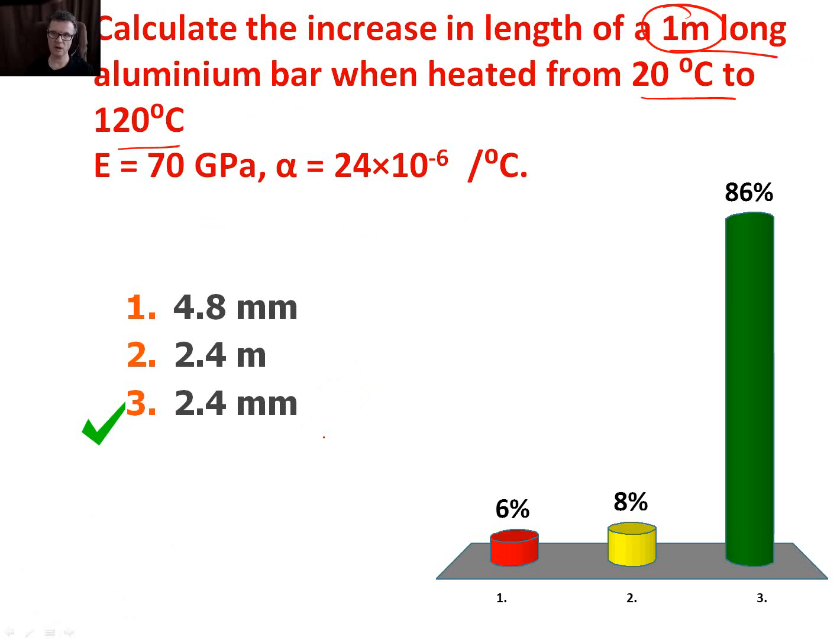We've got a 1 meter bar. The other thing I changed there, and didn't highlight, was that the temperature now goes from 20 degrees to 120 degrees. So we've got a change in temperature of 100 degrees times my 24 times 10 to the minus 6 thermal expansion coefficient times my length, and that gives me 2.4 times 10 to the minus 3, so that's in meters, so in millimeters it's 2.4.